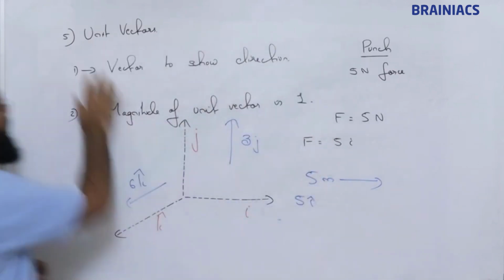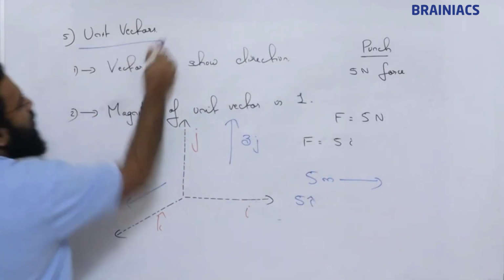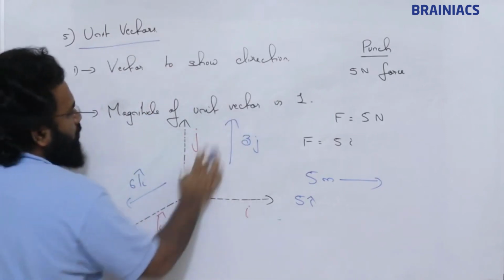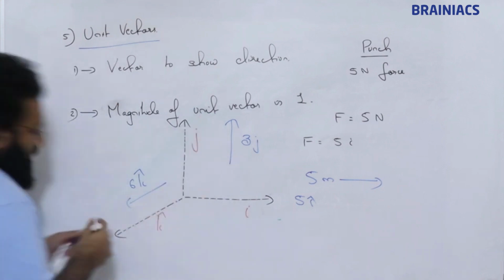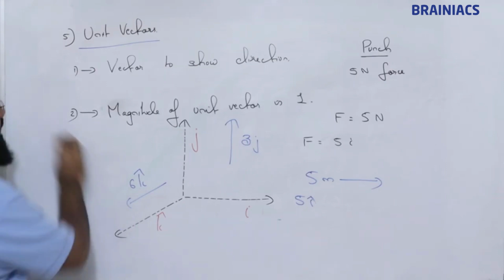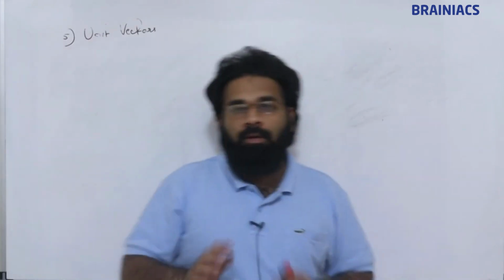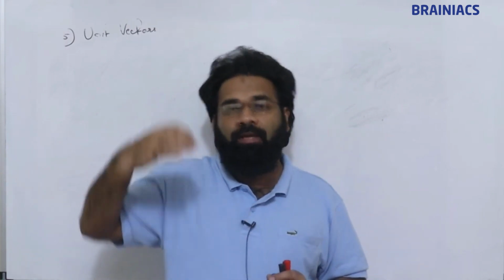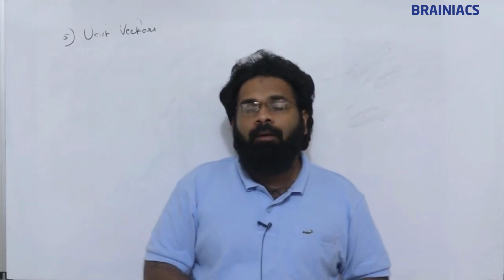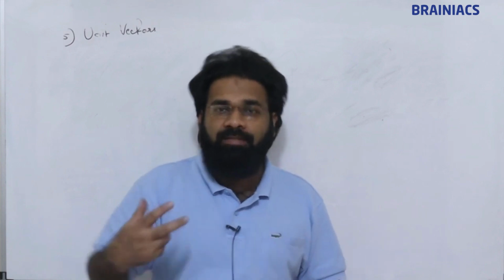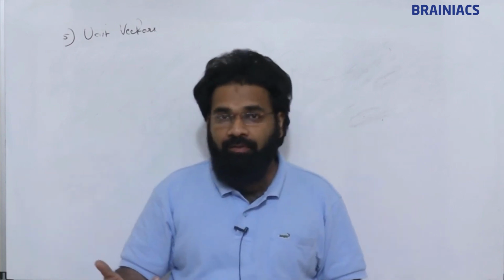So this is called unit vectors. Unit vectors are to show direction. So i to show x direction, j to show y direction, k to show z direction. Okay, clear? Do you understand what is the need of unit vectors? Just to show direction. Now I said i is to show x direction, j is to show y, k is to show z. But we cannot say all the vectors must act in x, y, z. There are other directions also.